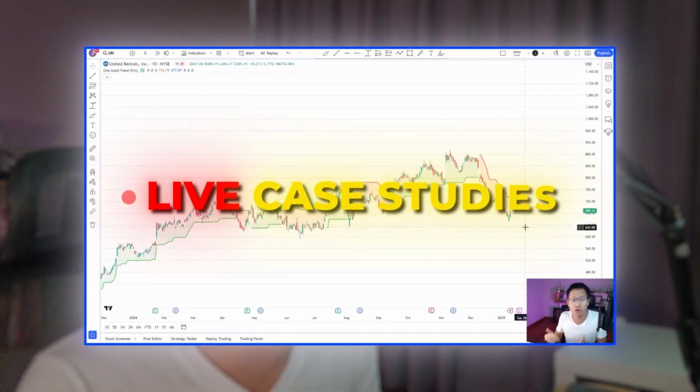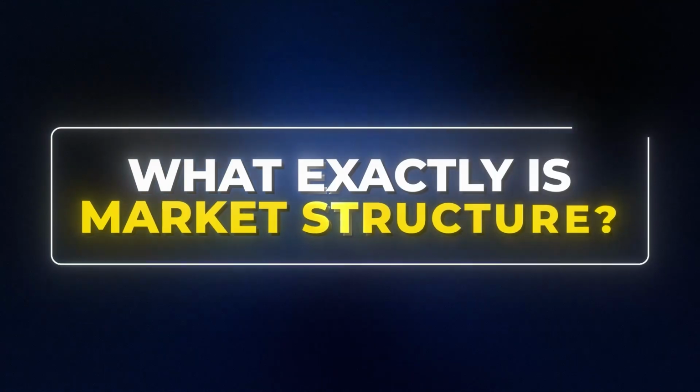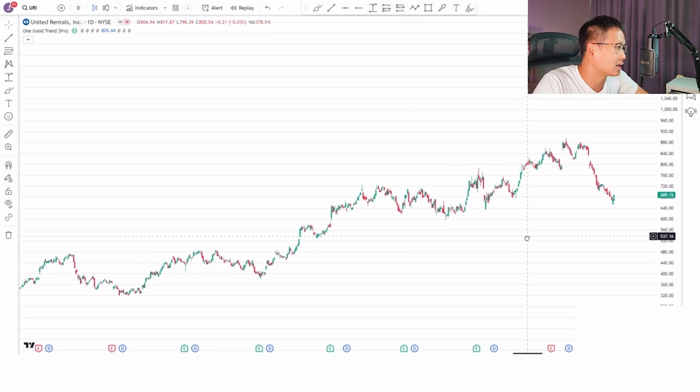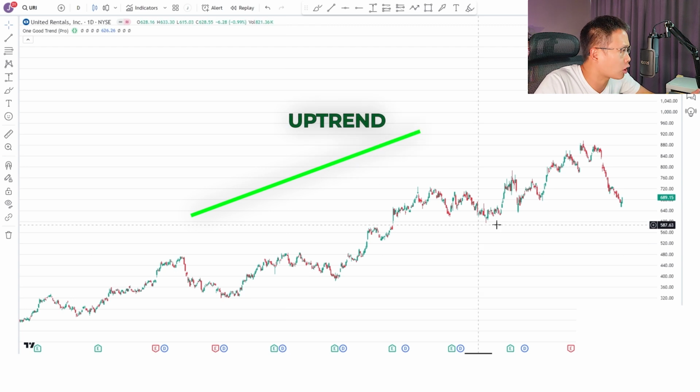Step by step, of course, we look at the foundation and then we look at some live case studies as well. So let's dive into it right now as to what exactly is market structure. So let's look at this stock right over here on my screen, and you can see that this stock has been moving in a pretty strong uptrend, right?